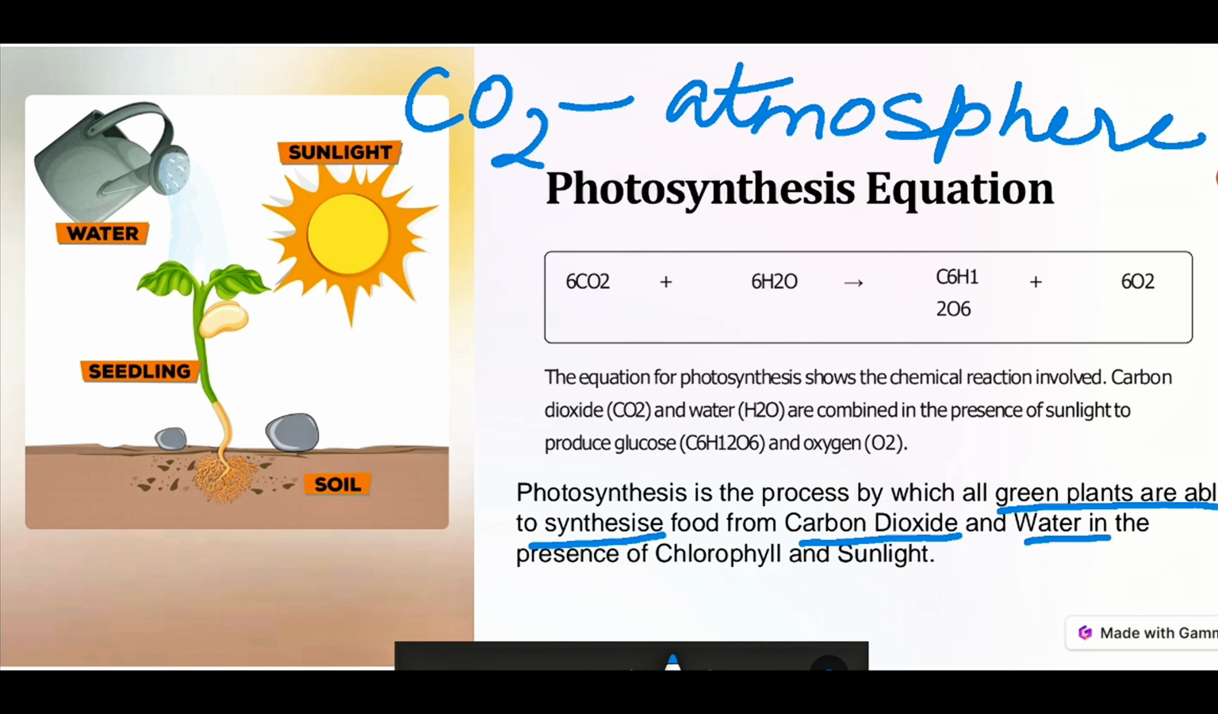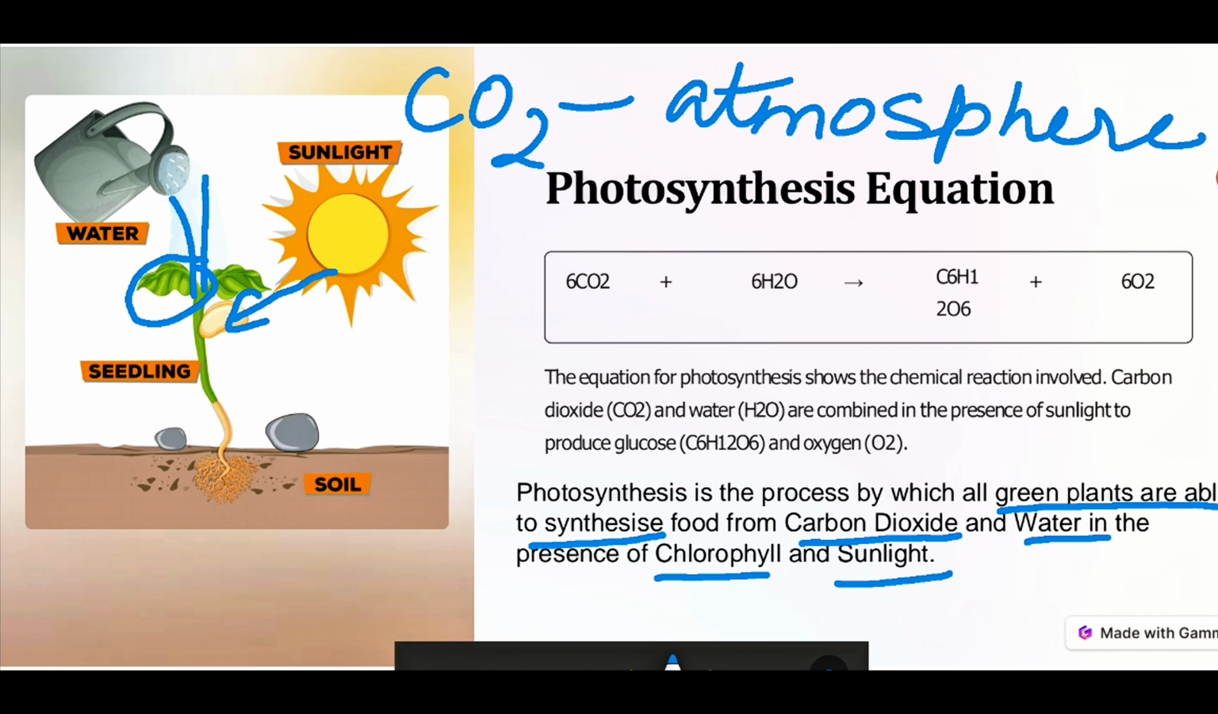Water, as you can see in this picture, as we water the plants, and in the presence of the chlorophyll. Where is the chlorophyll? Inside the leaves. We will study in detail now. And of course, last but not the least, sunlight, very important. The plant also requires energy to prepare the food. From where is the plant getting this energy? The plant is getting this energy from the sunlight to prepare its food.